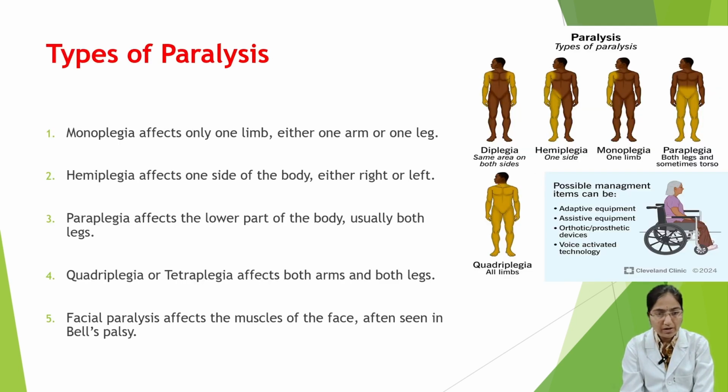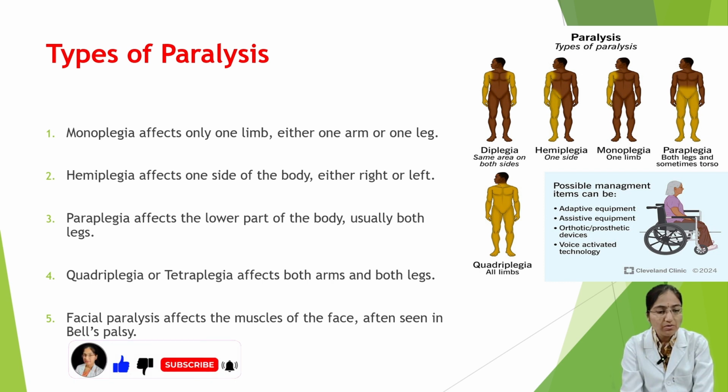This is paralysis. Next we'll see the types of paralysis. First one is monoplegia, which affects only one limb, either one arm or one leg. Second is hemiplegia, which affects one side of the body, either right or left. Then paraplegia, which affects the lower part of the body, usually both legs. And then quadriplegia or tetraplegia, which affects both arms and both legs.